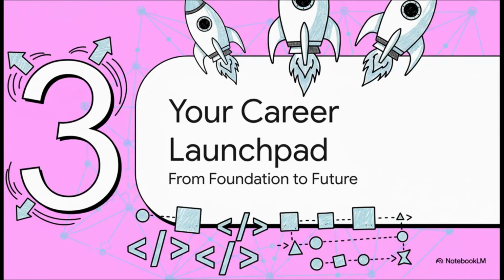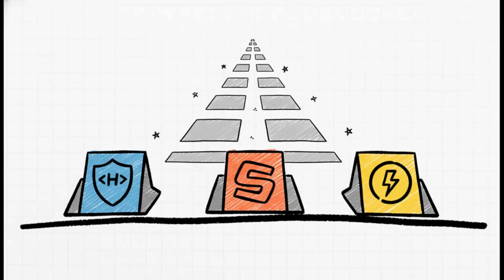So we've covered the what and the how, but what about the why? Why does this matter to you? Well, this next section is all about how these skills can be a launchpad for your future. And this is the most important takeaway. These 3 technologies, HTML, CSS, and JavaScript, they are not optional. They're the universal starting line. If you want to become a web developer, mastering these 3 is the absolute essential first step, period.